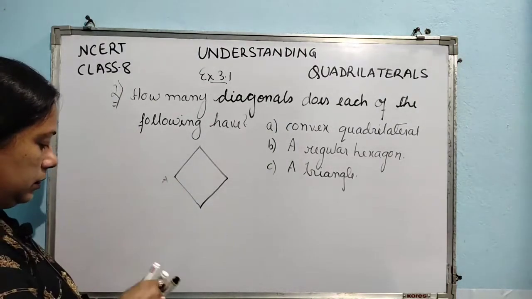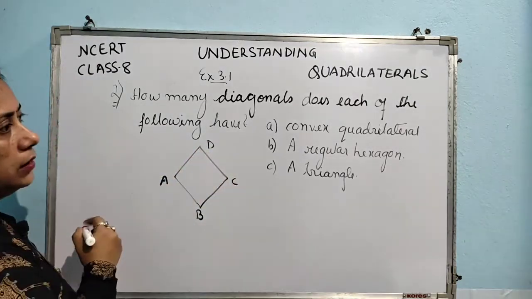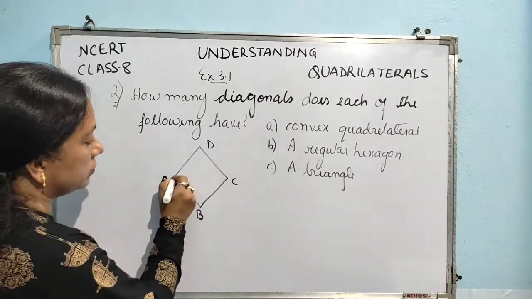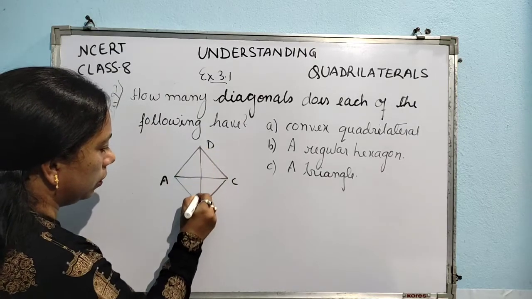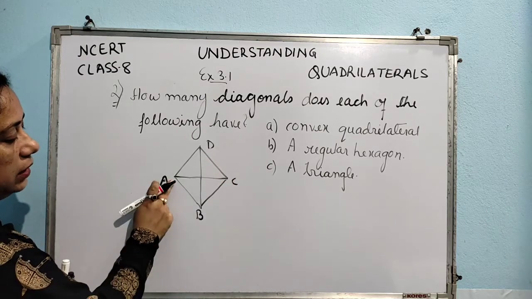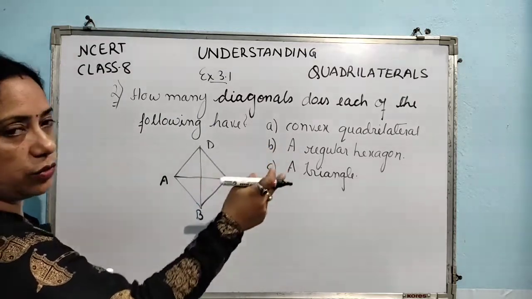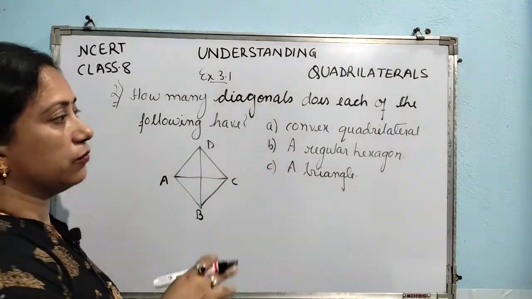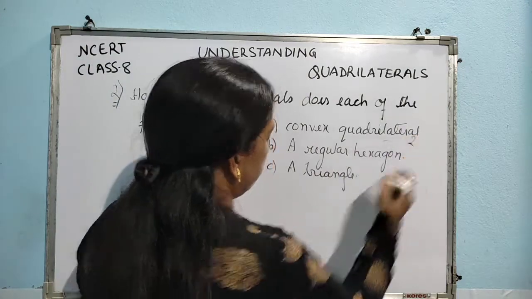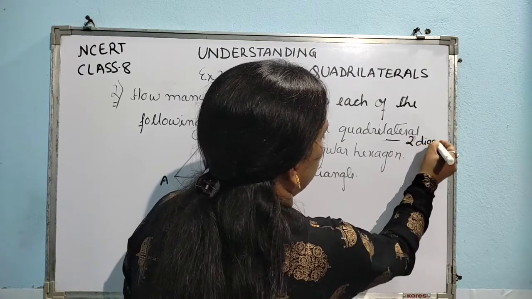See, I am having 4 vertices A, B, C, D. Now you know what a diagonal is, which joins two non-consecutive vertices. So here only these 2 diagonals are possible. In case of a convex quadrilateral, we are having only 2 diagonals, AC and BD. They have asked about a convex quadrilateral. If they would have asked about a concave quadrilateral also, then in that case also only 2 diagonals are possible. So here we can write that it has 2 diagonals.